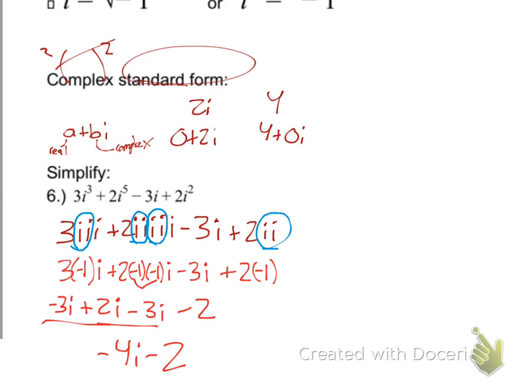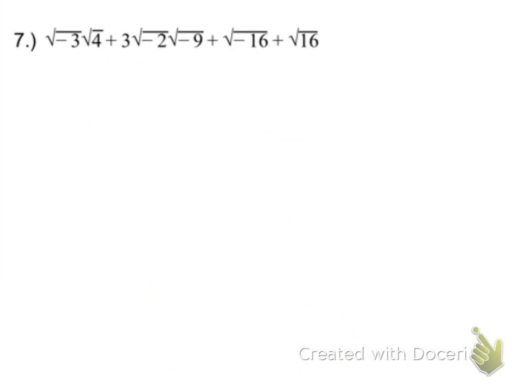That is what it equals, but just like when we have quadratics or polynomials, we like to put them in standard form. We always like to put the real number first. And so the answer here is negative 2 minus 4i. Done. That's easy.